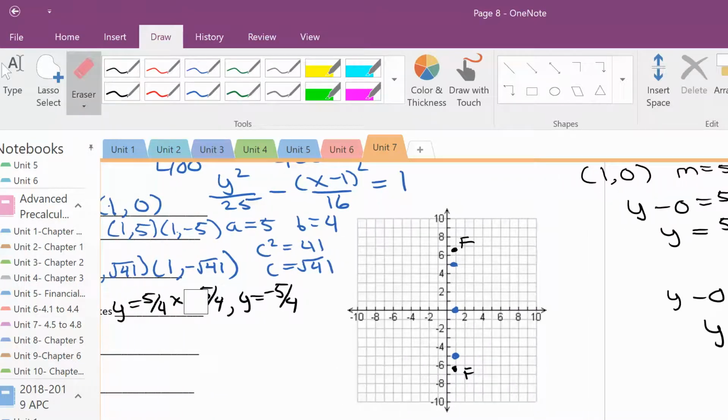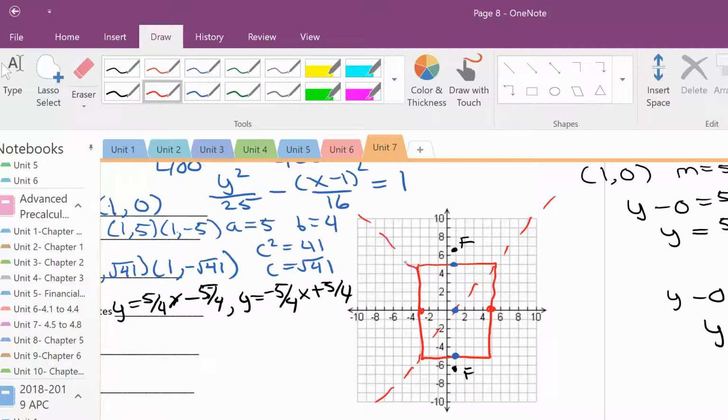Oh, that's a minus. All right, so then we're going to draw the box, doing the b is 4. So then we draw the box. And then draw your asymptotes through the box and the center. And then we'll do our little parabolas.